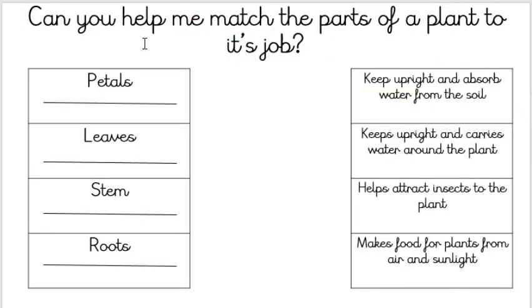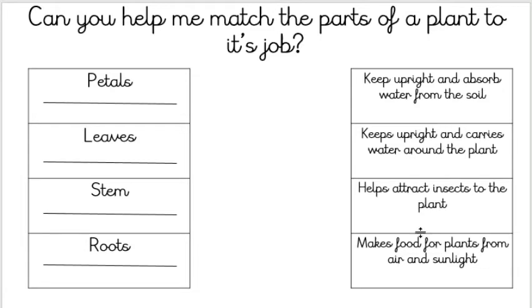Can you help me match the parts of the plant to its job? So the first one here is petals. Then we've got leaves, then stem, then roots. Now let's go round and read the jobs. Keeps upright and absorbs water from the soil. So let's read them all first. Keeps upright, oh, that's the same, and carries water around the plant. Helps attract insects to the plant and makes food for the plants from air and sunlight.